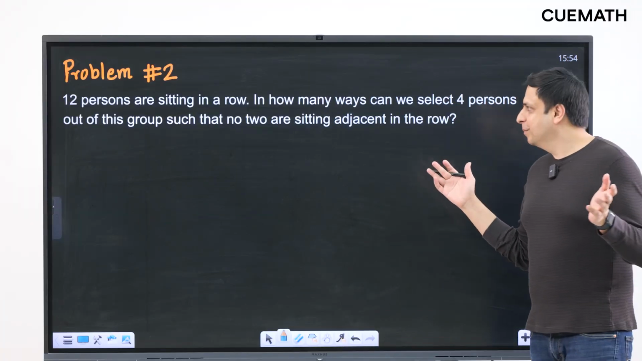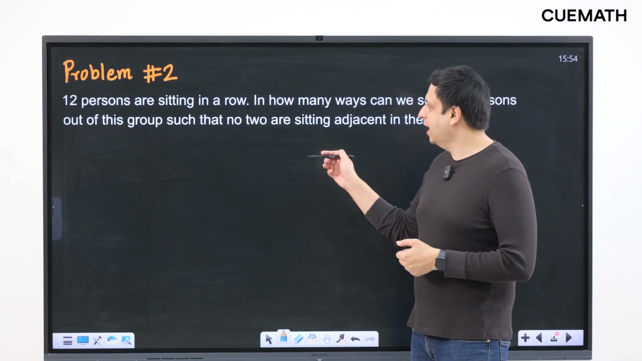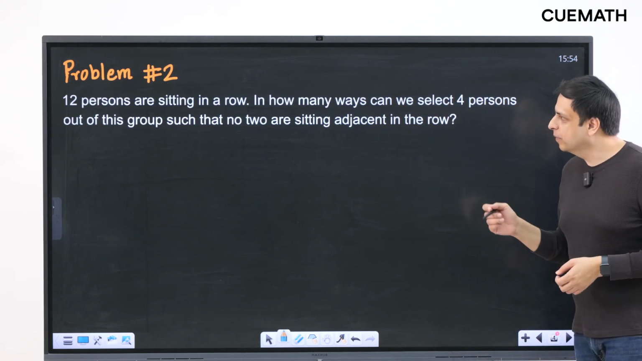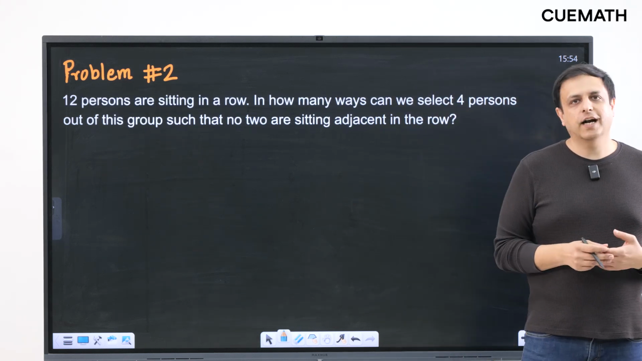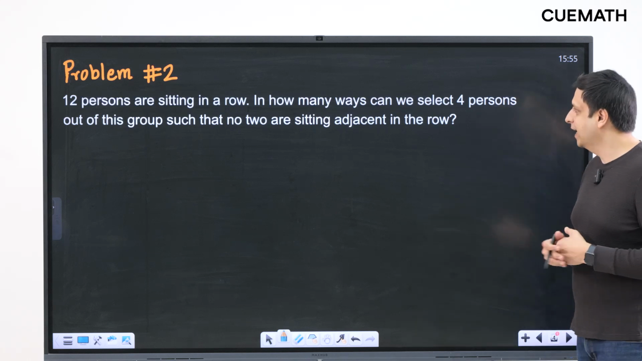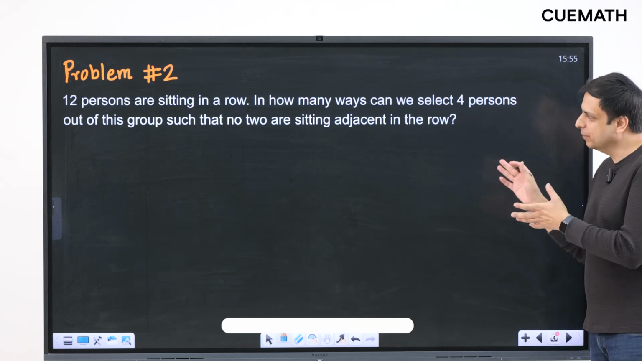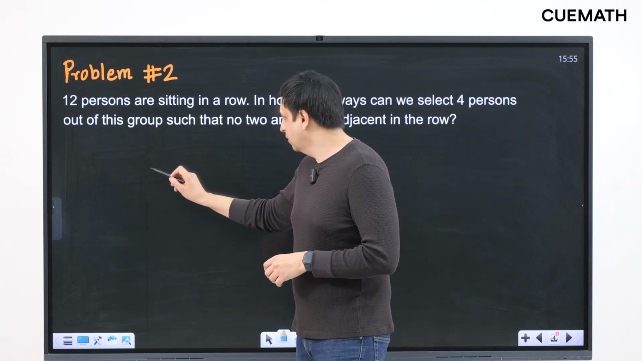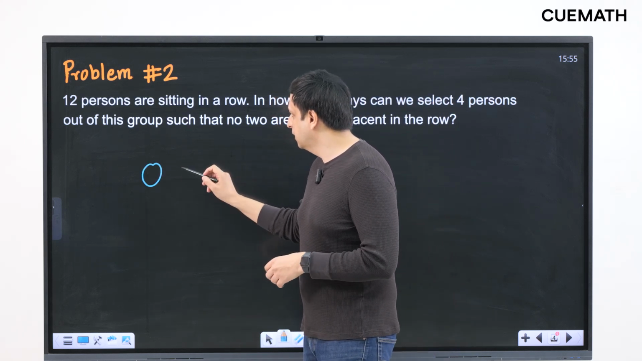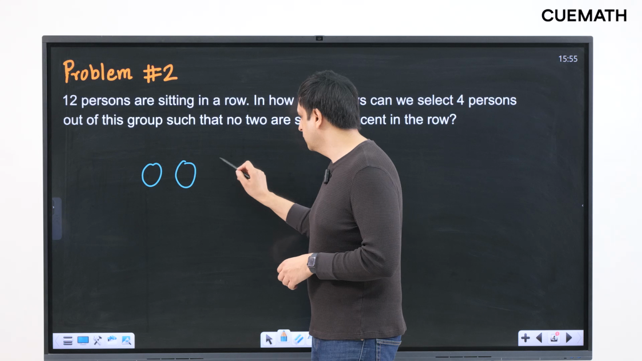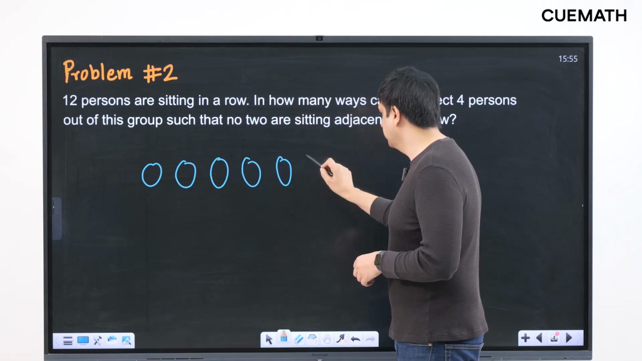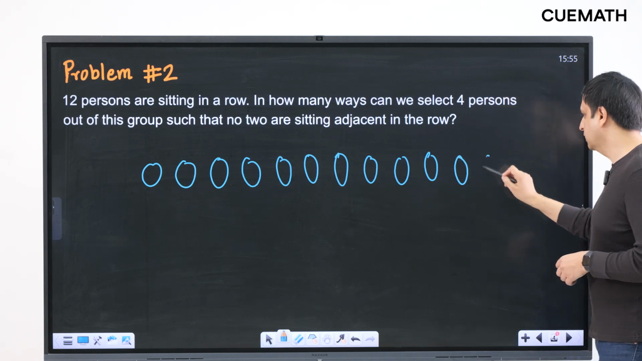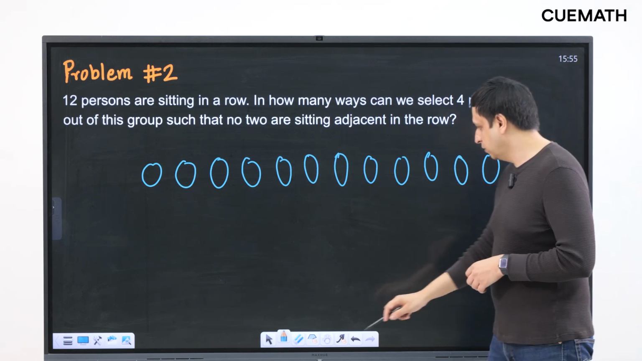Now we'll go to problem number 2. 12 persons are sitting in a row. In how many ways can we select 4 persons out of this group such that no two are sitting adjacent in the row? So let me help you visualize this problem a little bit better. So 12 persons are sitting in a row. So I'm just going to use these circles to represent persons. So 1, 2, 3, 4, 5, 6, 7, 8, 9, 10, 11, 12. So there are 12 persons in a row.